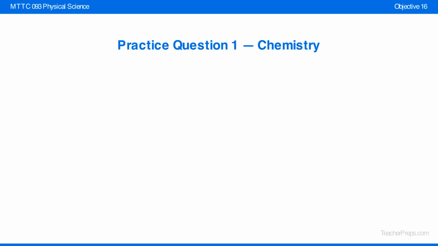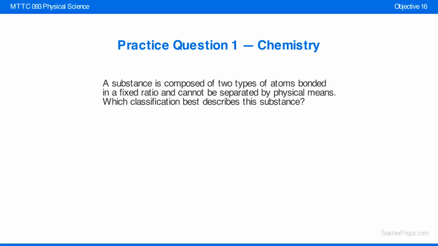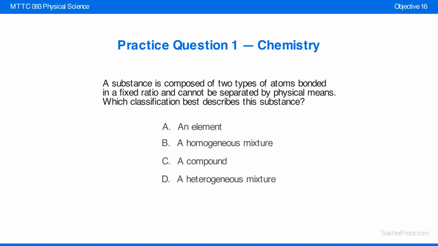Let's check your understanding with a practice question. A teacher shows students a substance that is composed of 2 types of atoms bonded together in a fixed ratio and cannot be separated by physical means. Which classification best describes this substance? Is it A, an element, B, a homogeneous mixture, C, a compound, or D, a heterogeneous mixture? Pause the video and think about it. We will reveal the answer at the end of the video.